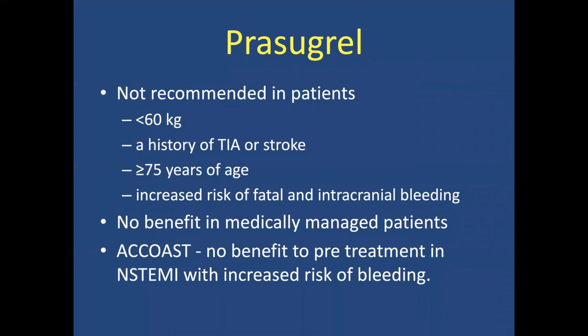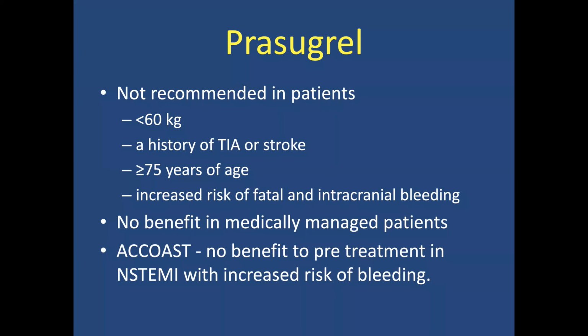So prasugrel has some contraindications, both strict and relative. The relative contraindications are those patients who are less than 60 kilograms and greater than 75 years of age. And the strict contraindication is a history of TIA or stroke, and this is due to an increased risk of fatal or intracranial bleeding. Greater than 75 or less than 60 kilograms, you can consider.